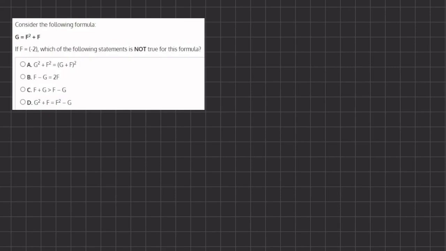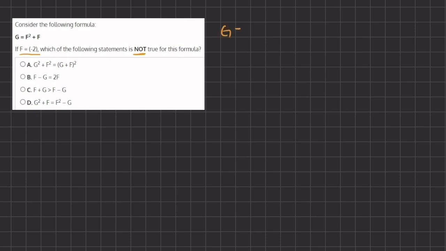Alright, so in this video we are given a formula, g equals f squared plus f, and we're also given the value of f, which is negative 2, and we want to see which of the following statements is not true for this formula. Now let's take the f equals negative 2 and plug it into our formula.